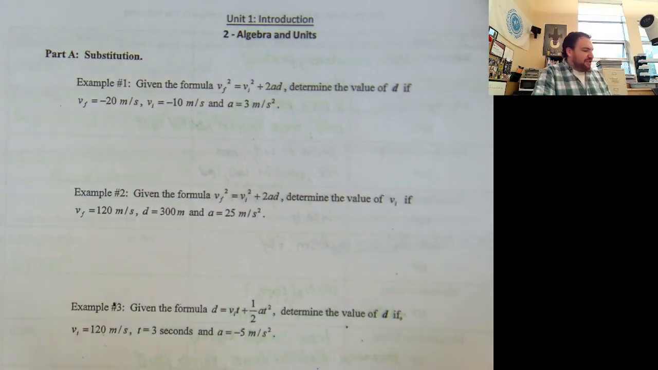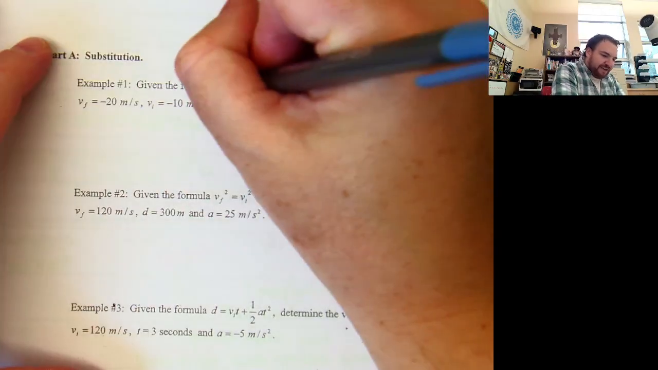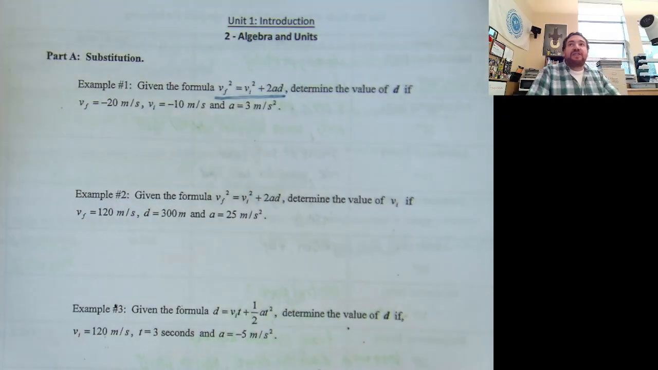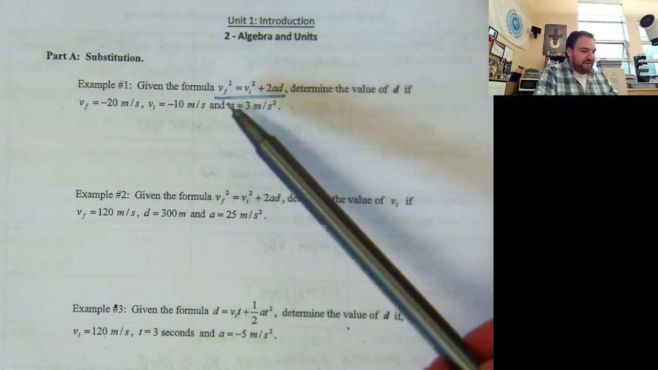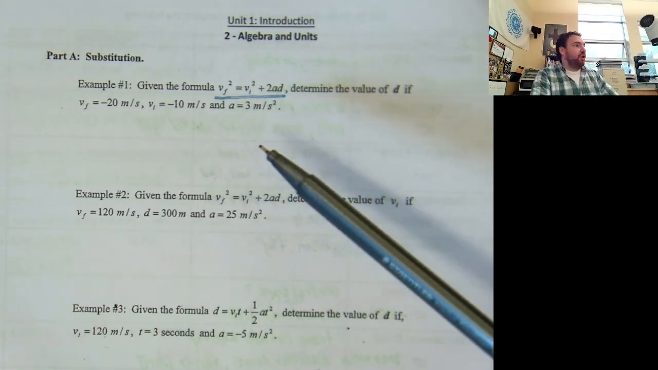So we'll do a couple of these just to make sure we're all on the same page. Here's the formula. This formula feels like it kind of comes out of nowhere. This is the formula that we're going to use in the next chapter. It relates these concepts together, VF, VI, A, and D. You might have some ideas what those concepts are already.